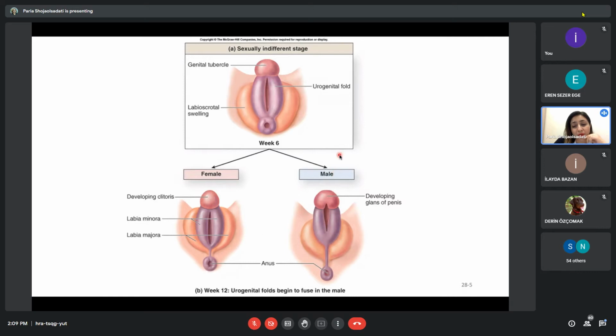If the baby's chromosomes are XY, after 6 weeks the external genital organs change to male, and if the baby has XX chromosomes, then they change to female.